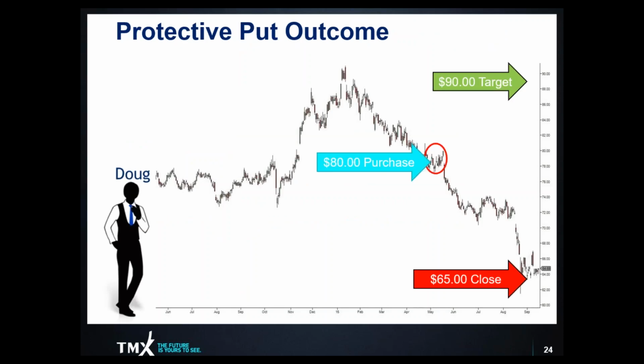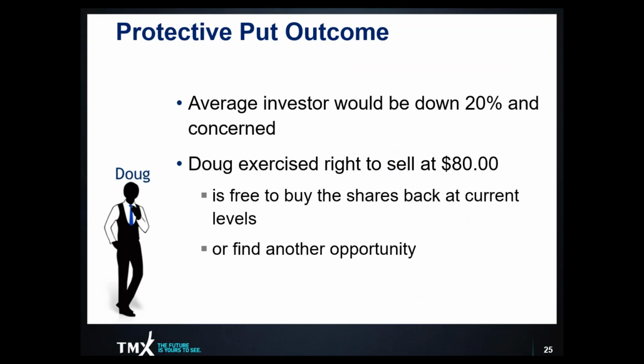So in this example, you can see Doug was really, really wrong. While the stock was purchased at 80, along with that protective put, and while Doug's intention was to ride that stock all the way back up to 90, over the next couple of months the stock dropped all the way down to 65. If we take a look at how that plays out, the average investor who didn't integrate that protective put would be down about 20%, and emotionally be very concerned and upset as to whether or not they should get out.